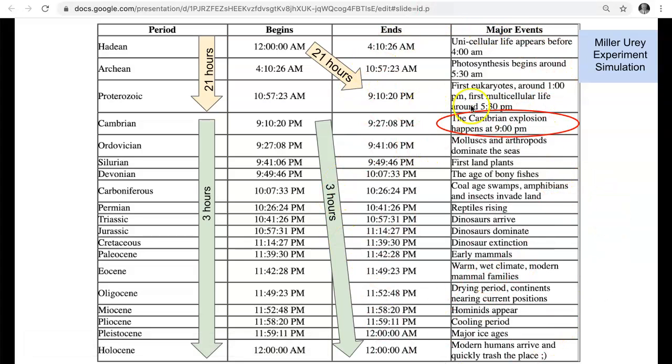Most life up here was unicellular, and it was in the ocean. You're going to hear a lot about an experiment called the Miller-Urey Experiment. The Miller-Urey Experiment is trying to figure out how one-celled life could seemingly appear out of nothing. It's a really interesting experiment. We'll look at that a little bit later.